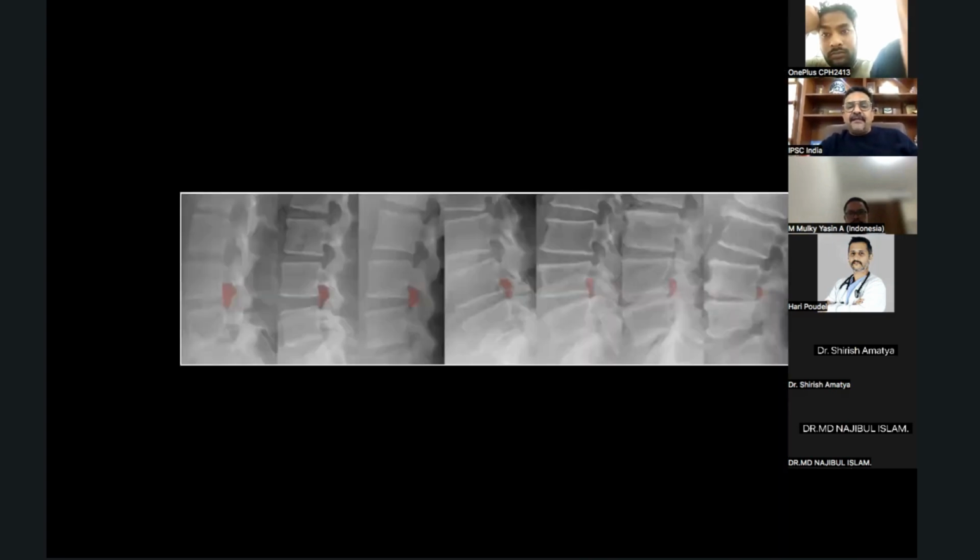So whenever we're doing transforaminal endoscopic discectomy, it is a good idea to have this X-ray also, especially in old age patients where we have a lot of degeneration of the spine. In those cases, we can also go for the X-ray to see the foraminal area, what is available with us. If you have a very tight foramen, it is very difficult to go inside. In that case, you may have to go for the foraminotomy first, and then you can go inside to remove the disc material. So you should have this X-ray available with you.